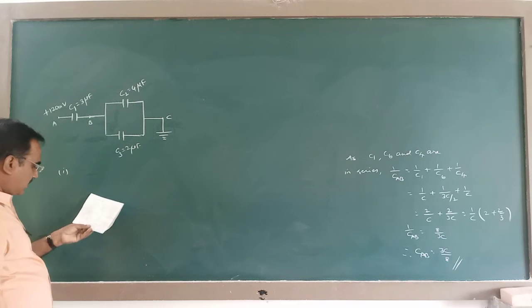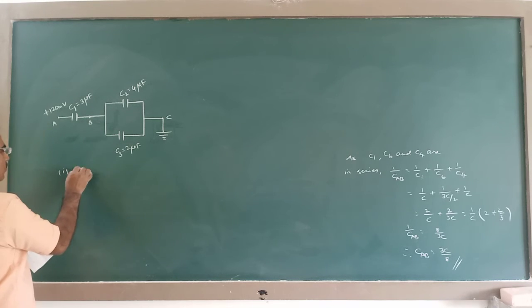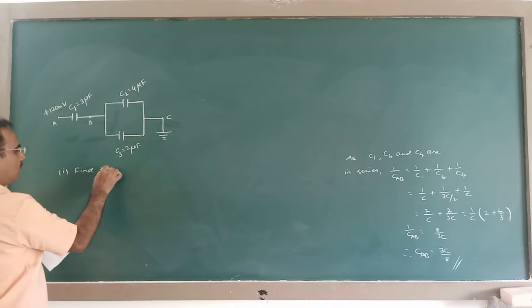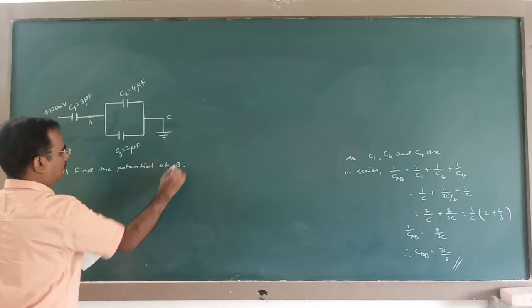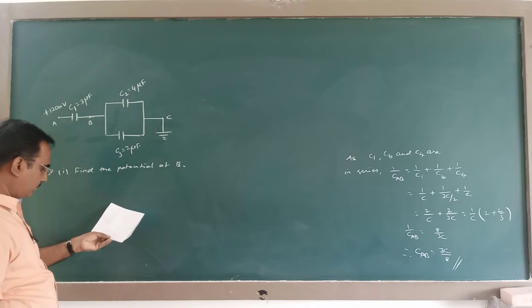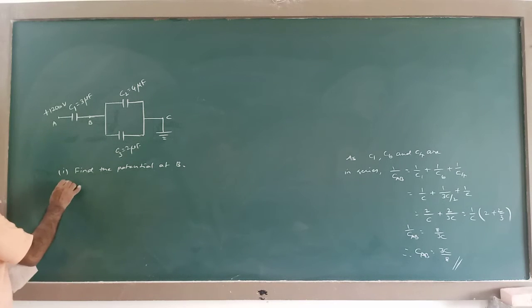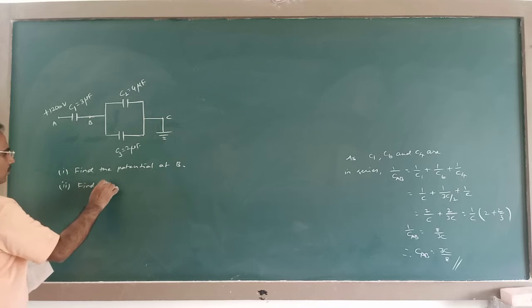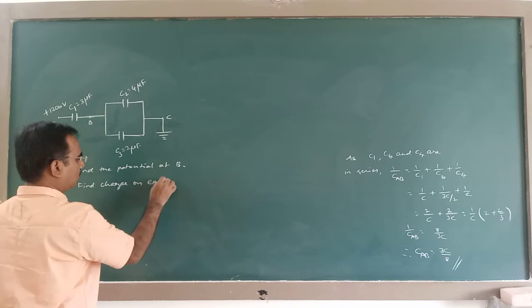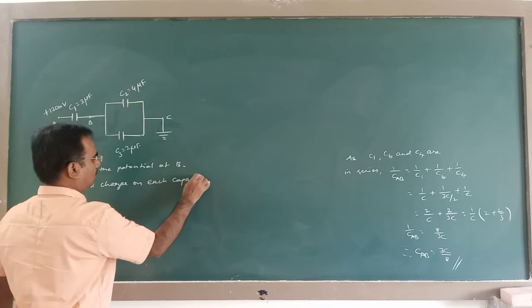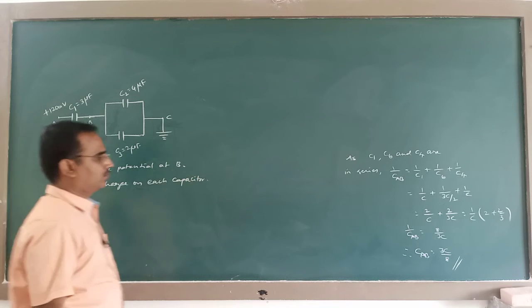A circuit is given like this. First you are asked to find the potential at B. Second, find the charge on each capacitor.